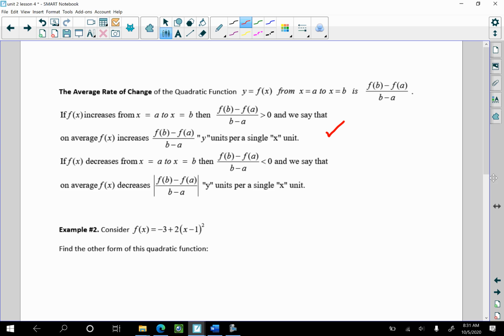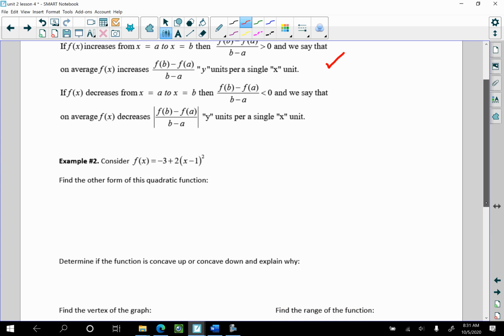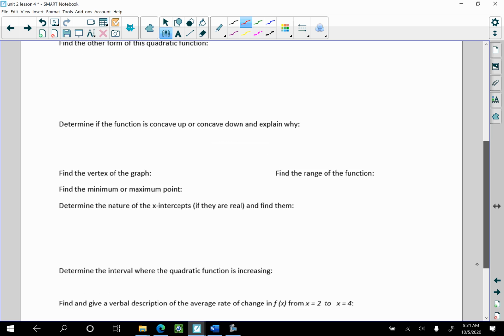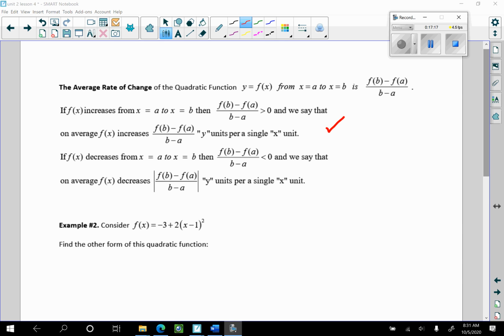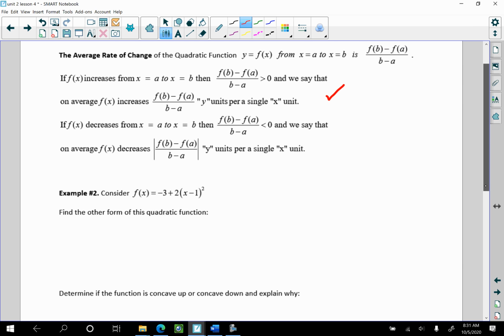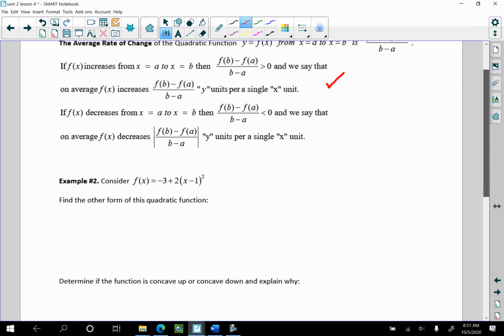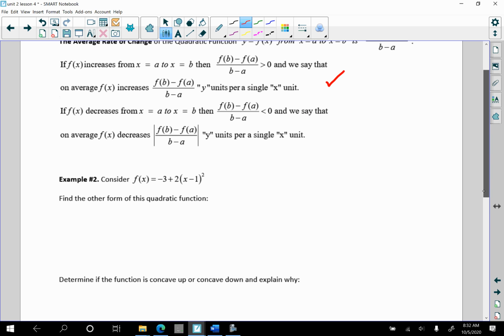So let's consider this function right here. The first thing we're going to do is find the other form of this quadratic. We're going to go through this entire example, and I will tell you that there is a problem like this on the assignment, and there is a problem like this on the free response test.